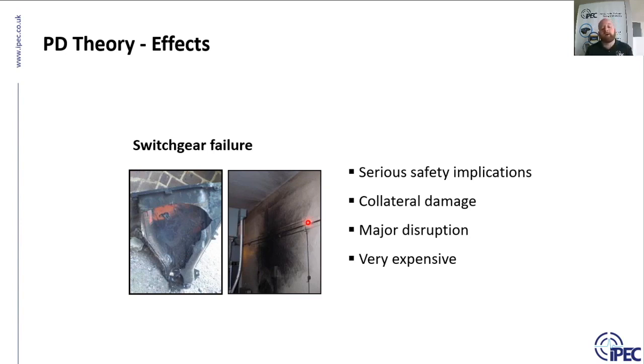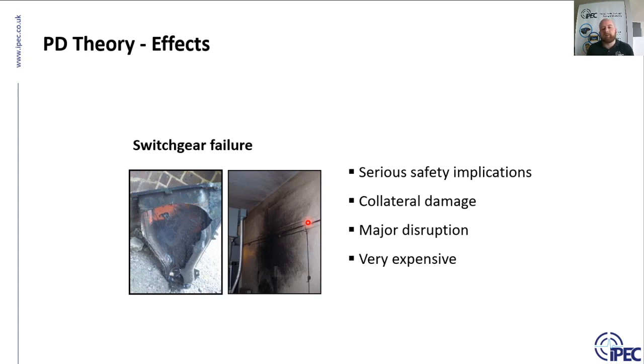When you have switchgear failure, of course, the first problem is safety implications. Within that substation, you may have other engineers working, and so safety is the number one problem. When a switchgear fails, it's quite dramatic, and it can be quite damaging to anybody nearby. The other problem is collateral damage, so not only will that main switchgear be damaged, but it could also damage neighbouring equipment and neighbouring components within your substation. Major disruption, switchgear failures are very costly.